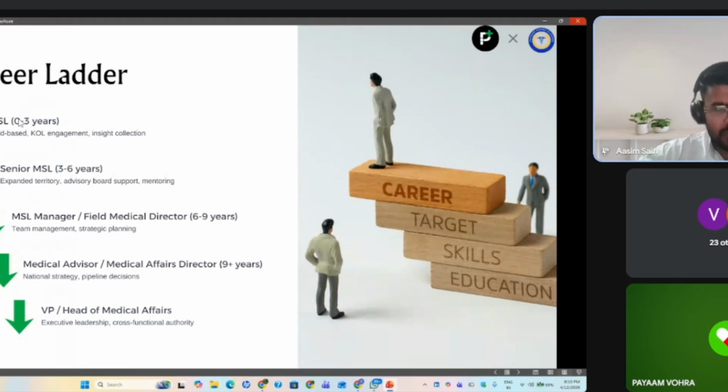North, south, east, west. One will have north, one will have south, one will have everything, east, west, everything. So like that, it works. That's why it's called expanded territory.